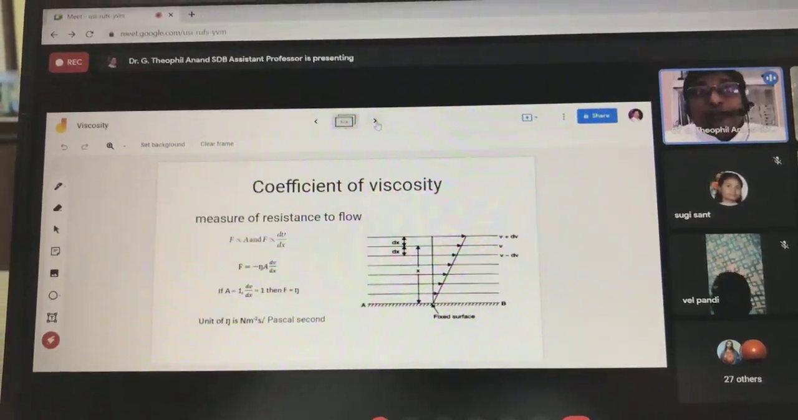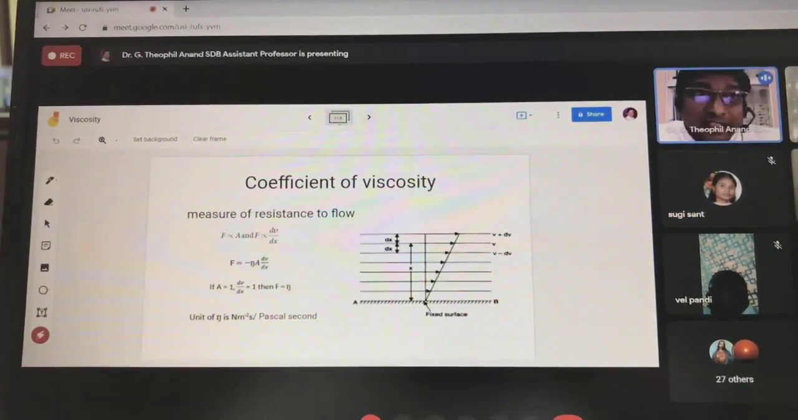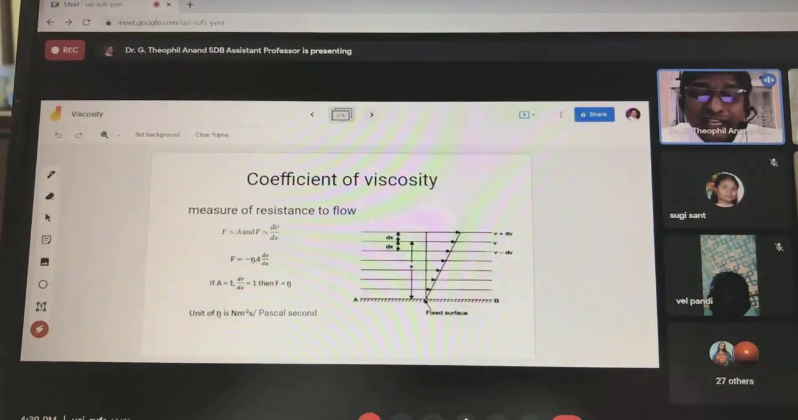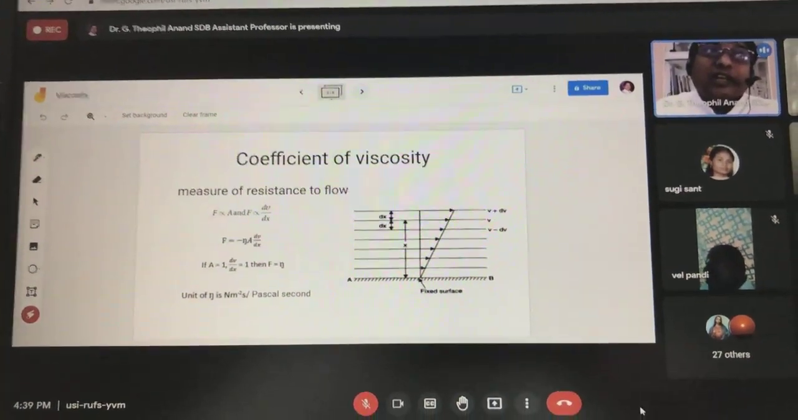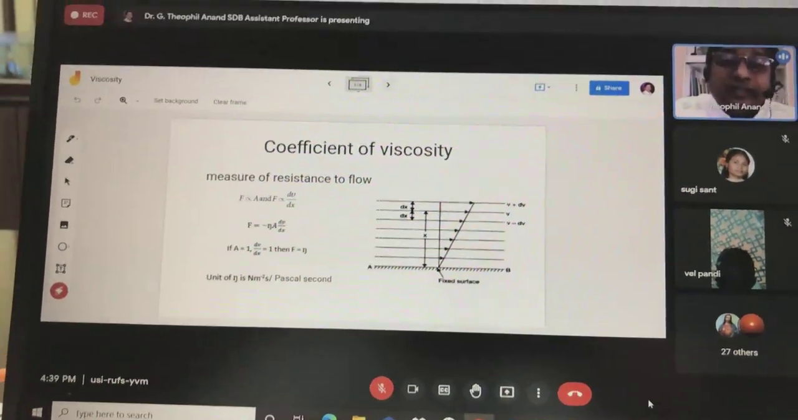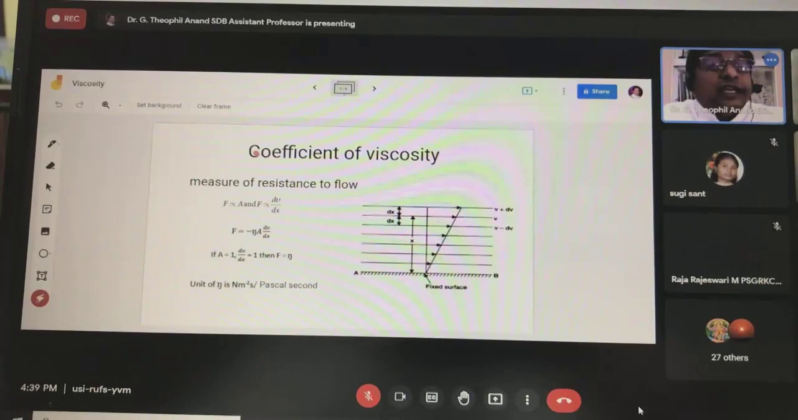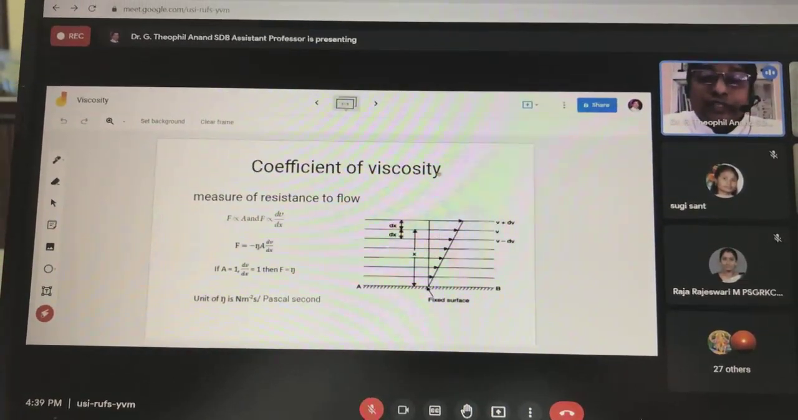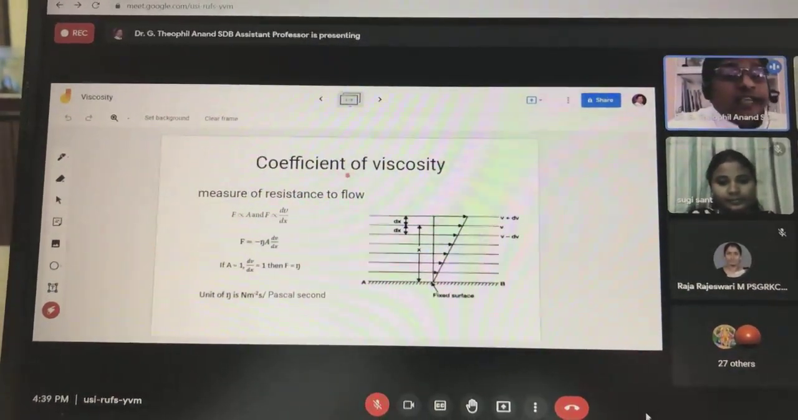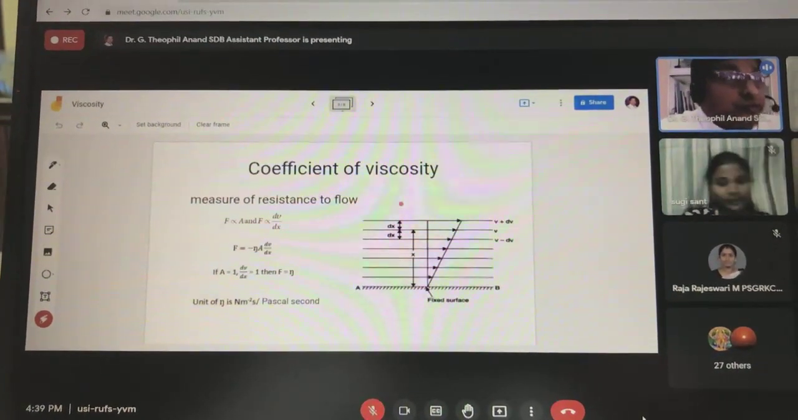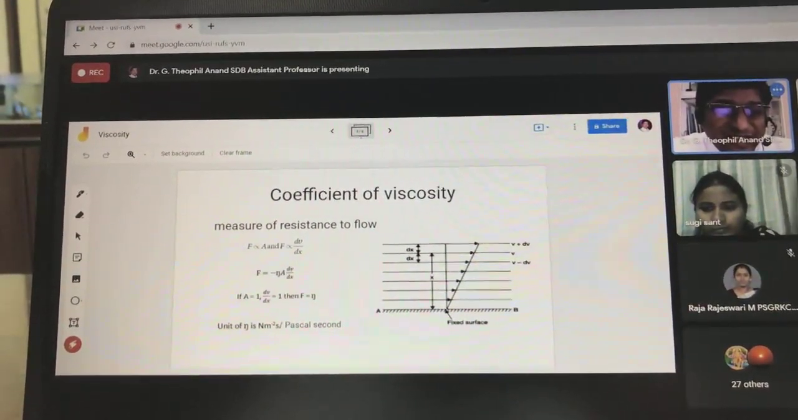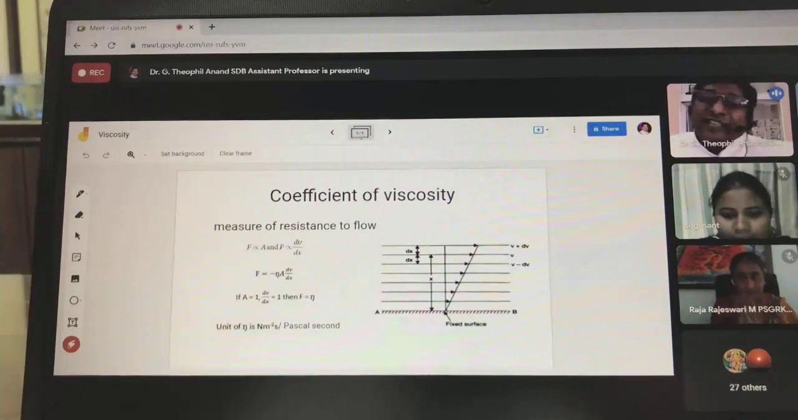But that is not enough for a physicist. For a physicist, we need to go further. We have just learned about the property of viscosity, but now we are supposed to learn how we measure that property of resistance to flow. In other words, it is called the coefficient of viscosity. The coefficient of viscosity is defined as the measure of resistance to flow. Now, could you tell me what is the coefficient of viscosity? The measure of resistance to flow.